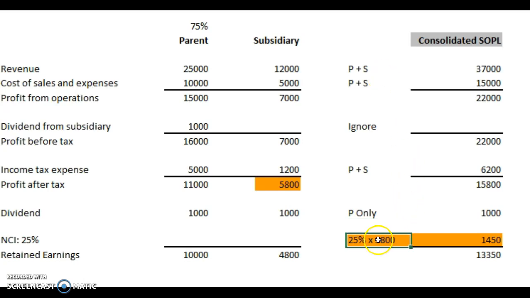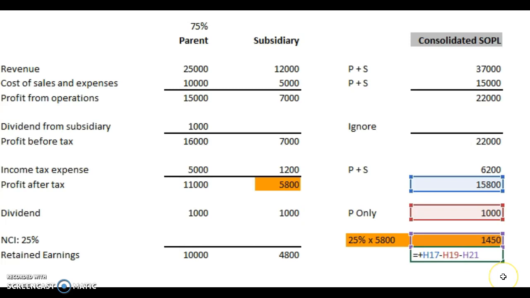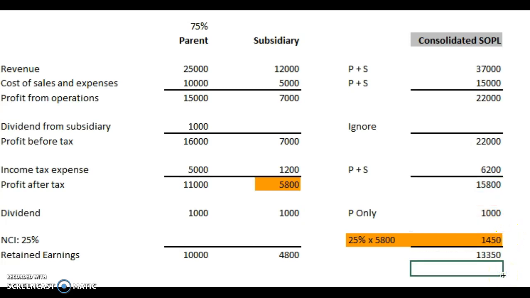And here, the NCI amount is the NCI percentage, which is 25%, multiplied by the profit after tax of the subsidiary only. That's the NCI's share of the subsidiary's profit. That goes there, and we take that and the dividend away from the profit after tax figure to get 13,350. Here's the calculation for that. I'll leave it up there. 1 minus the two lower figures gives a total of 13,350.